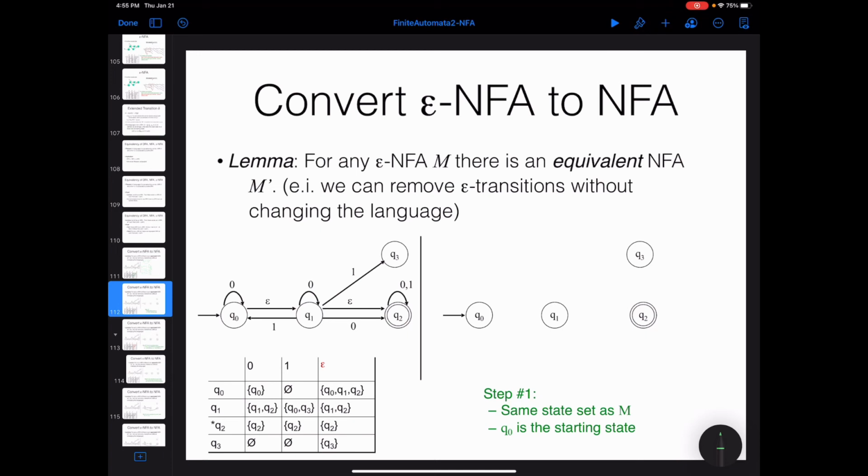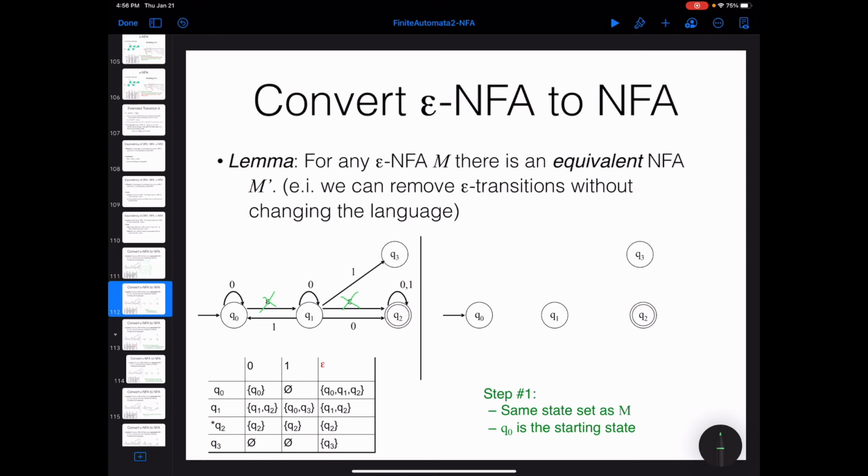So if you are converting your epsilon NFA to an NFA, it just means that you want to create a non-deterministic finite state machine, but you just want to remove those epsilon transitions. I don't want to have epsilon transitions. Unlike a DFA, here we don't actually need to keep track of all the possibilities and create the states based on where we can be.